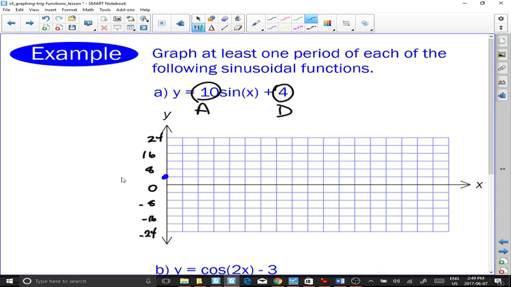Now we have to define our scale for our x-axis. One period goes up to 2 pi. How many grid squares do we have? 5, 6, 7, 8, 9, 10, 11, 12, 15, 16, 17, 18. Is that right?